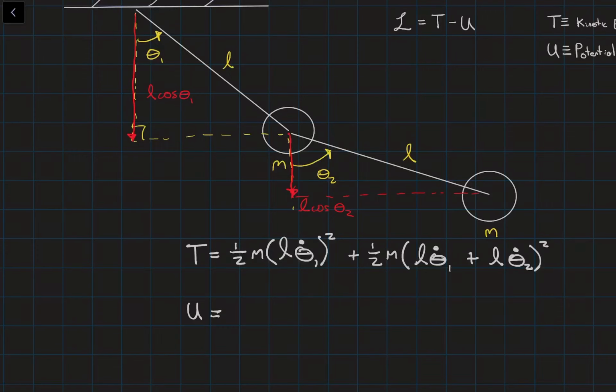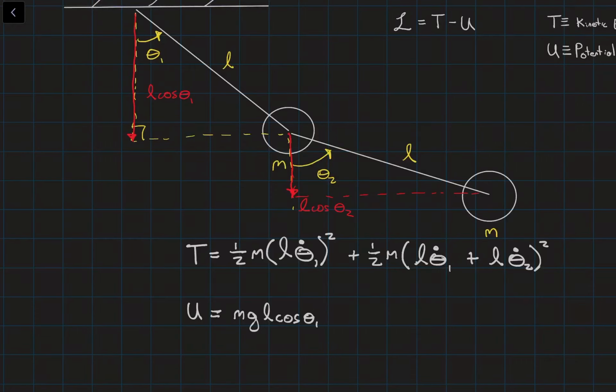as theta gets larger, we're moving to a higher potential energy. So we do not need a minus sign in our potential energy equation. So our potential energy equation is just the sum of the potential energies of the two masses. So for the first mass, that's just going to be mgl cos theta 1.